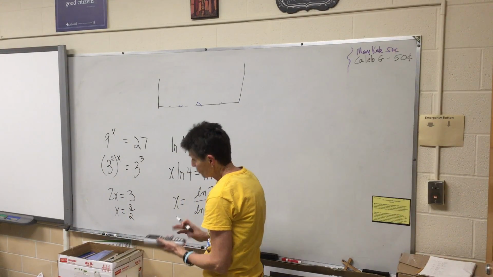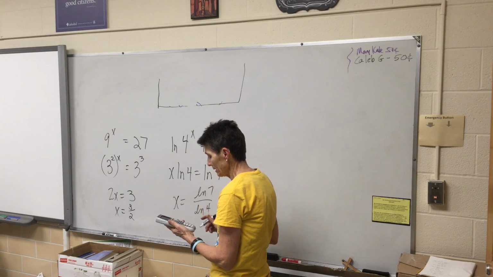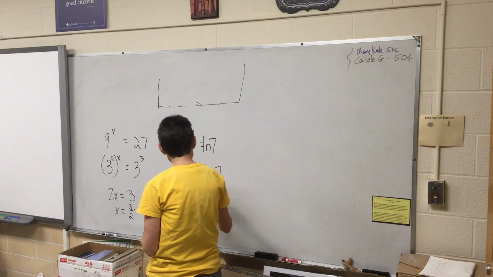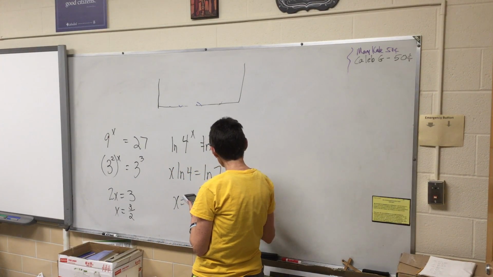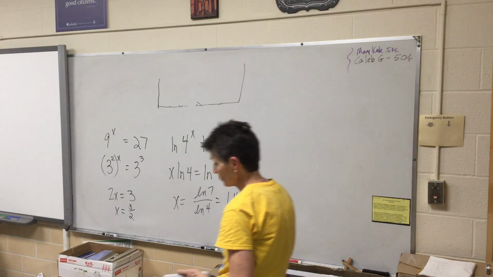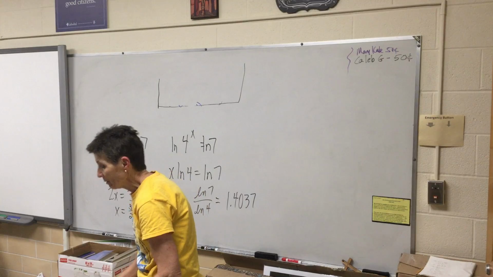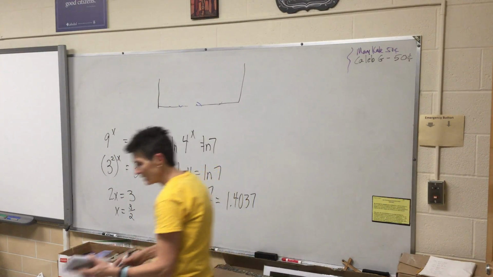ln 7, close parentheses, divided by ln 4. Do you have your calculator? Not on me. Oh, Isaac, you gotta bring it, okay? You gotta have it. I'll have one for next class. So it's 1.4037. Now, you don't have a calculator, but, okay, so I used ln's.